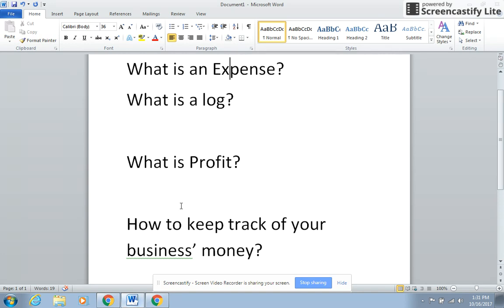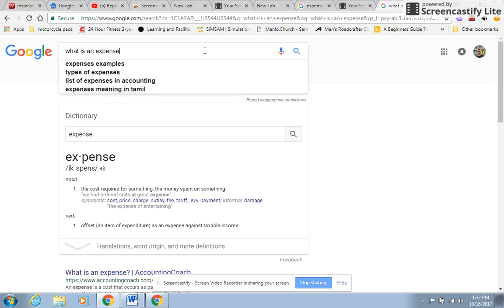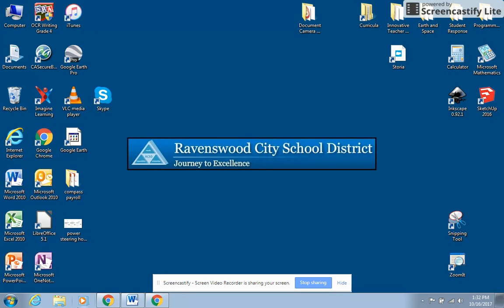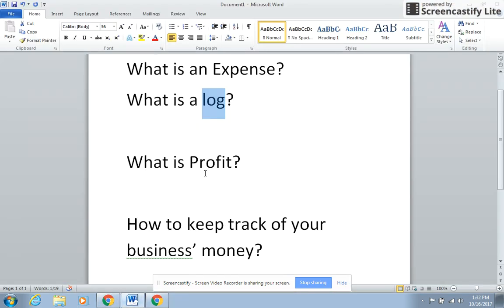And then when we talk about the word, what is a log? If we type in that same question, expense log, it says it's a detailed report produced on a monthly, quarterly, or yearly basis that accounts for all the expenses a business incurs. So that's just a way of saying it's a list. It's a way that you write down whatever expense report or an expense log is, just all the ones that you are spending money on.